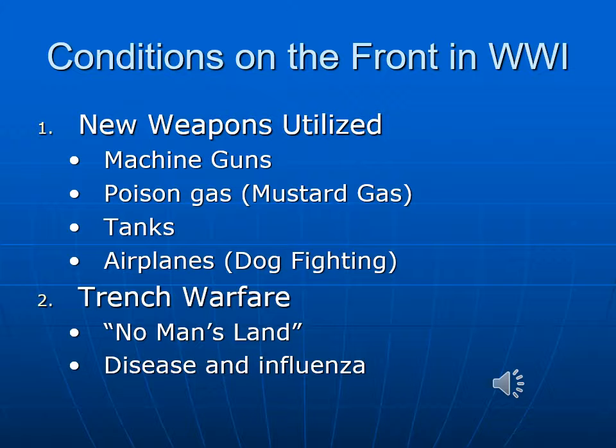So the Americans come in. Basically, the Germans launch one last offensive. They can't do it, and they ask for peace. They ask to start peace talks, and then we start seeing the Treaty of Versailles.